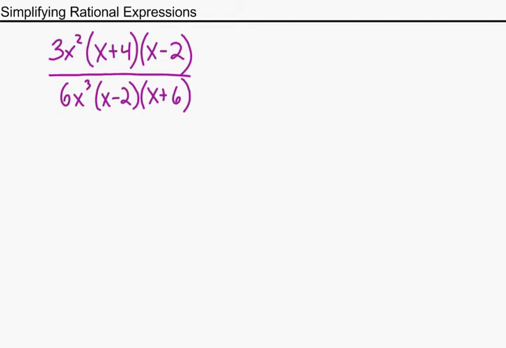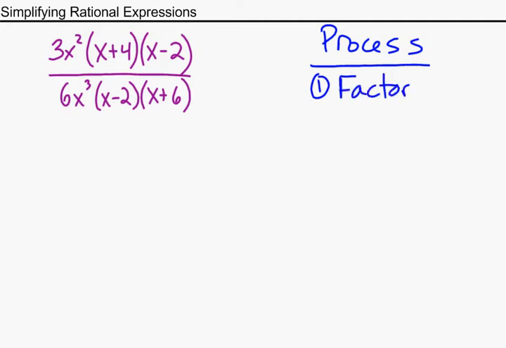When I start simplifying rational expressions, it's a really good idea to follow a set process to ensure that I get an accurate answer that contains all the parts that I need. So step one, I want to make sure that I factor everything. This means numerator and denominator, using methods such as GCF and a is 1 and a is not 1.